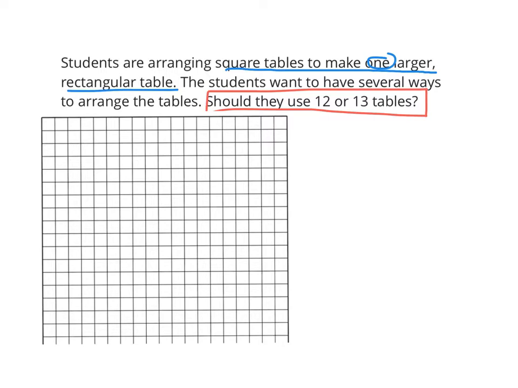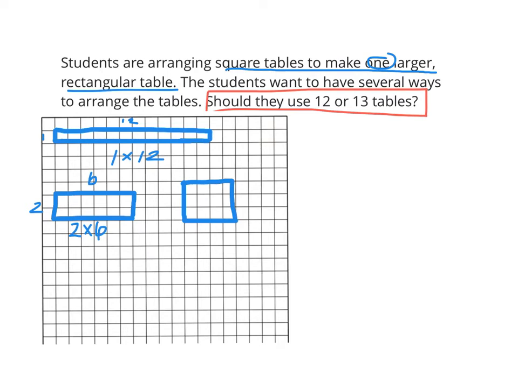Okay, so the first rectangle you could have come up with is this one. In this rectangle, we have one row by 12. So the multiplication equation for this would be 1 times 12. Another rectangle you could have come up with is this one. And in here we have 2 rows of 6 for the multiplication equation 2 times 6. Another rectangle you could have come up with is this one. This rectangle shows 3 rows of 4 for the multiplication equation 3 times 4.